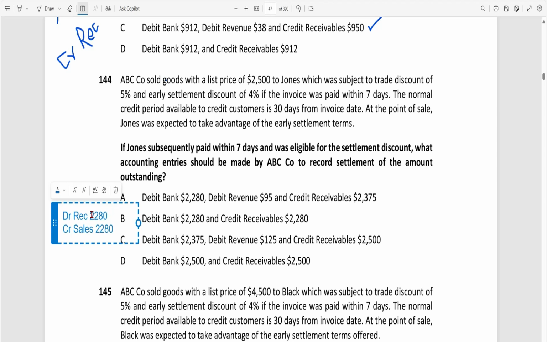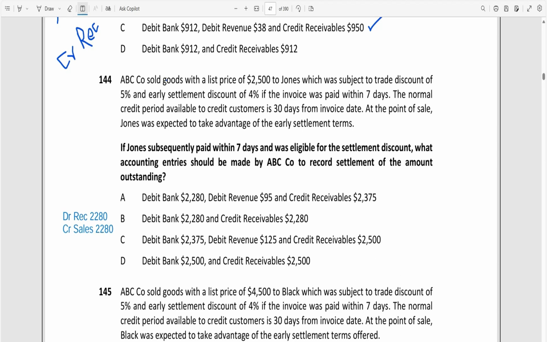Okay. And further in the question, it has been mentioned that Jones has paid this amount within 7 days. So now it's very simple. We will simply debit bank or cash that we receive from the customer, and on the credit part it will be the receivable. So there is only one option, that's B. Okay, so we don't need to reduce the revenue by the 95, and we don't need to book the full amount of 2500 because there is a trade discount also given, right? I hope this is clear now.